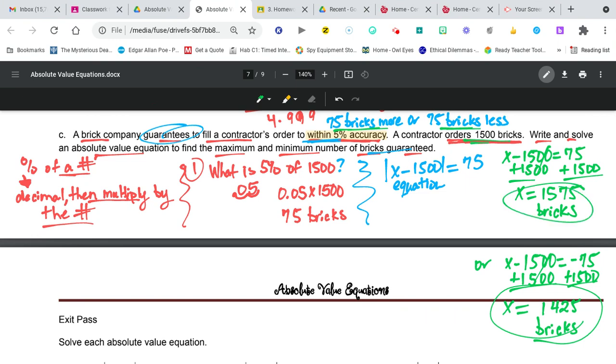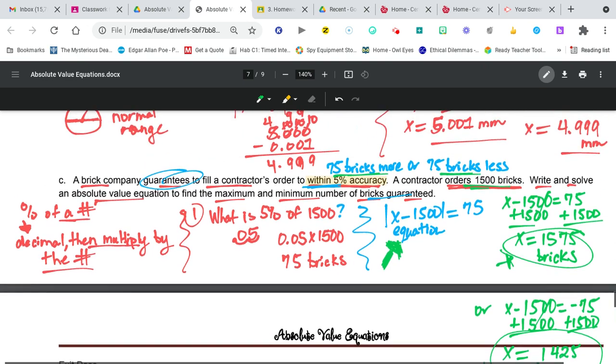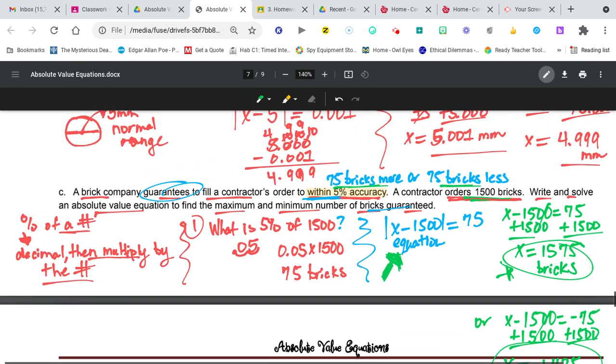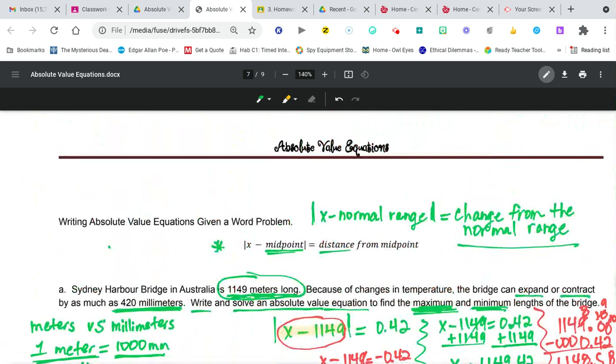So, yes, I know you can do this problem in your head, but my goal is, can you set the equation up? Okay. Yes, I know you can tell me the answers, 1,575 or 1,425. But can we set these equations up, guys? Remember, these equations are set up in terms of x minus a normal range is equal to the change from the normal range.